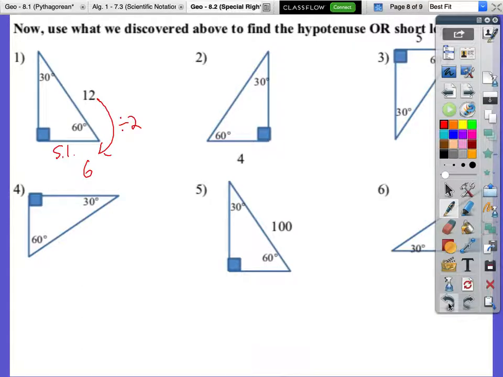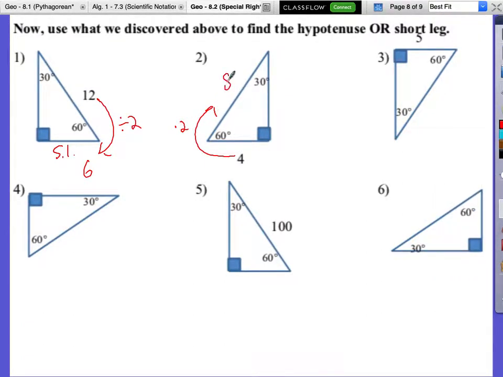Okay. So on 2, what are we given? On number 2, what are we given? Short leg. So what can we find? Hypotenuse. And we get, on 3, what are we given? Short leg. How can we find the hypotenuse, Gage? Multiply by 2. And on 5, we're given the what, Faith? Hypotenuse, and it's 100. How could we go to the short leg? Divide by 2. We know the short leg because it's across from 30.